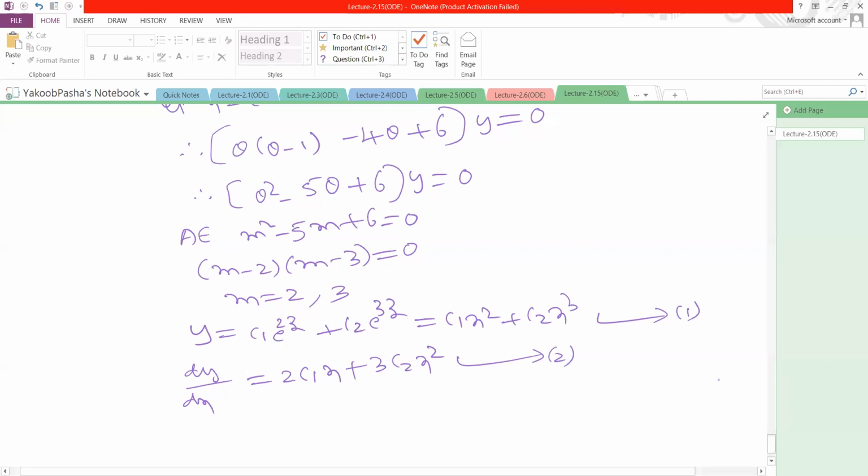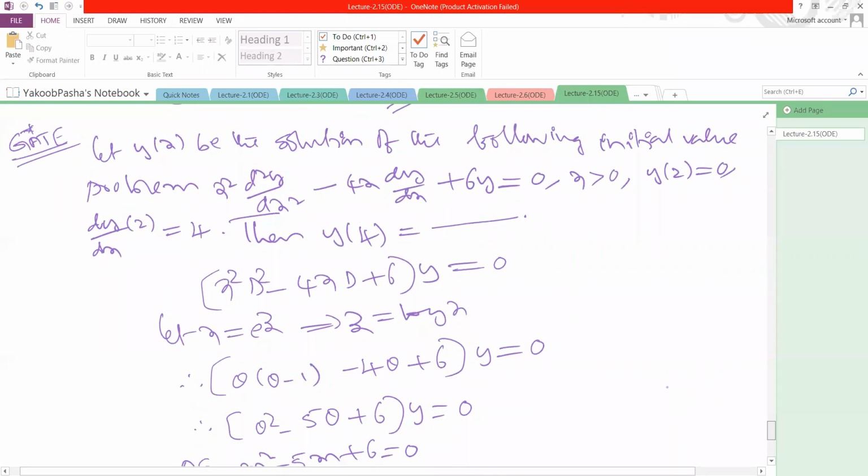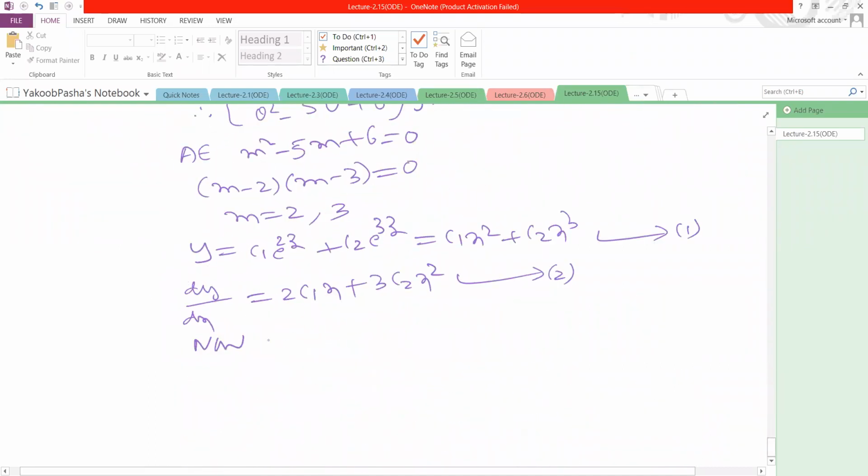Now apply the boundary conditions, the initial value conditions. First, I am applying the first boundary condition, y of 2 equal to 0, y dash of 2 equal to 4. Now the first boundary condition, y of 2 is equal to 0, means x equal to 2 only. So 4c1 plus 8c2 equal to 0. This is equation number 3.